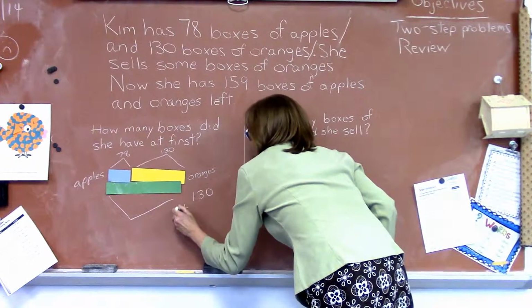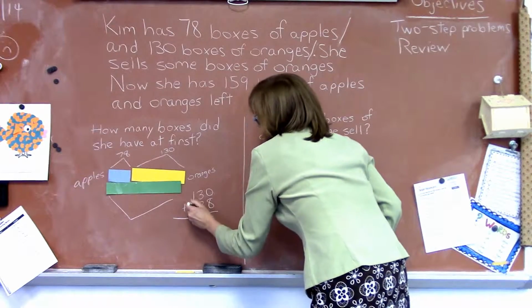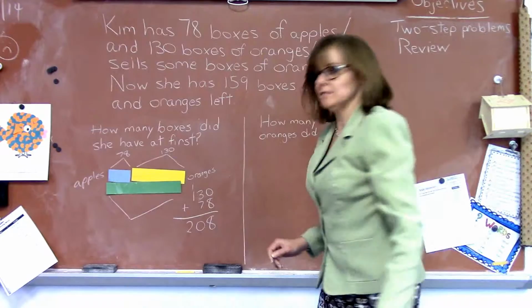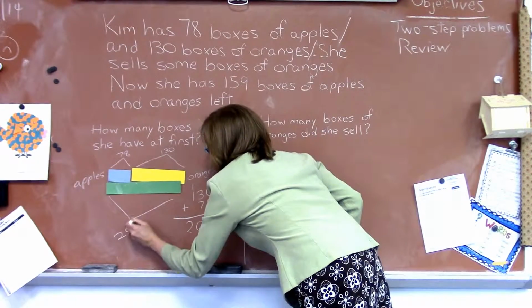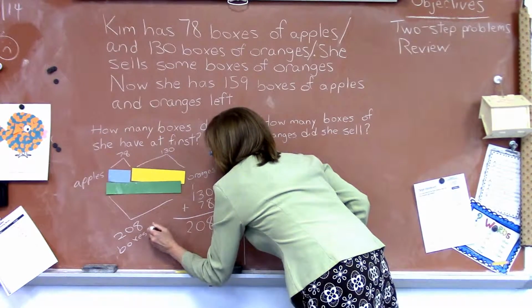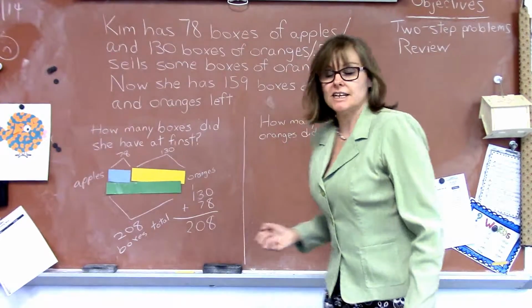130 plus 78. 0 plus 8 is equal to 8. 3 plus 7 is equal to 10. Carry your 1. 1 plus 1 is equal to 2. That's how many she had at first: 208 boxes total. Now, let's go ahead and look at the second.